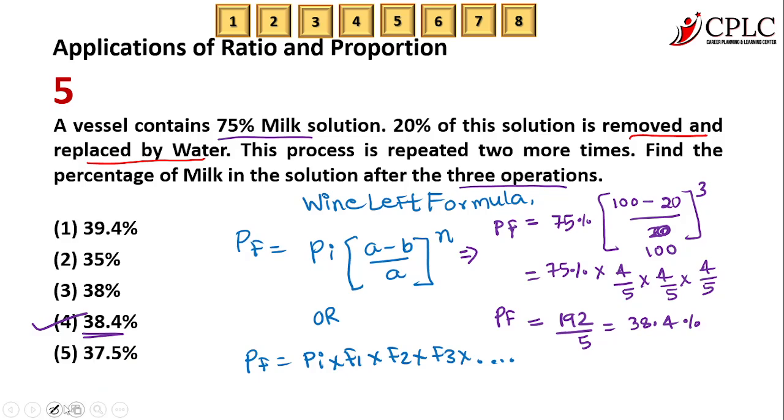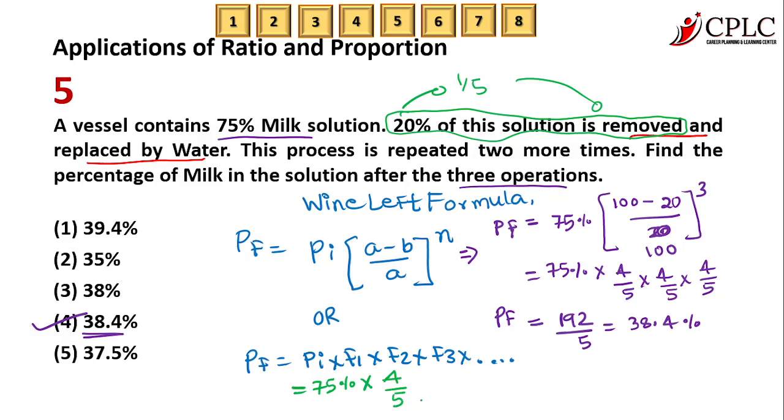Let's try and understand that using the second method. PI is again the same, which is 75%. But F1, if you remember, we defined F1 as fraction left at stage 1. So for that we need to understand how much is removed. 20% is removed at stage 1, and 20% is 1 by 5, which is removed. But we are supposed to find out the one that is left. So if 1 by 5 is removed, then 4 by 5 is left basically.